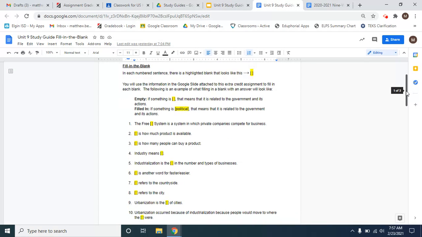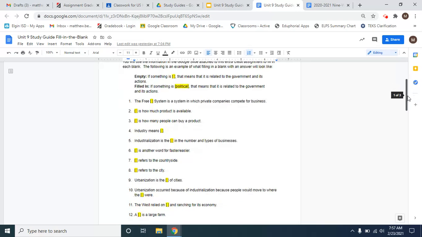So just so you know how to do it, what we're looking at here is the actual page that you're working in. You are going to be filling in the blank. Okay, so this is an example, right? If something is political, that means it is related to the government and its actions. Now, it's only ever going to be one word. There's never going to be multiple words in a blank. I made sure of that.